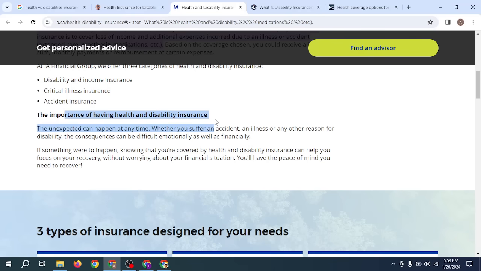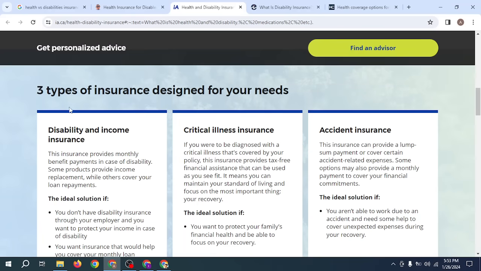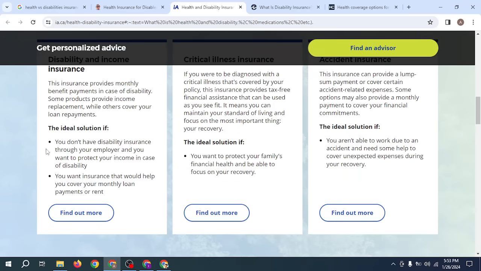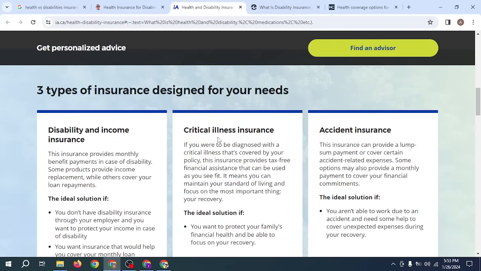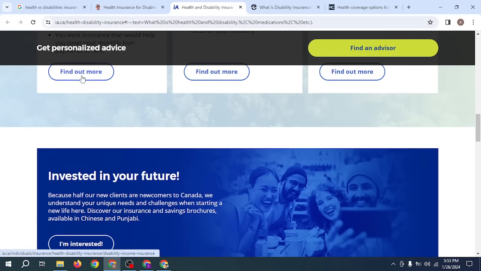The importance of having health insurance and disability insurance: there are three types of insurance you need. Number one is disability and income insurance. The next one is critical illness insurance. The next one is accident insurance. Starting with disability and income insurance, click on find out more. Next we see in detail the disability and income insurance.